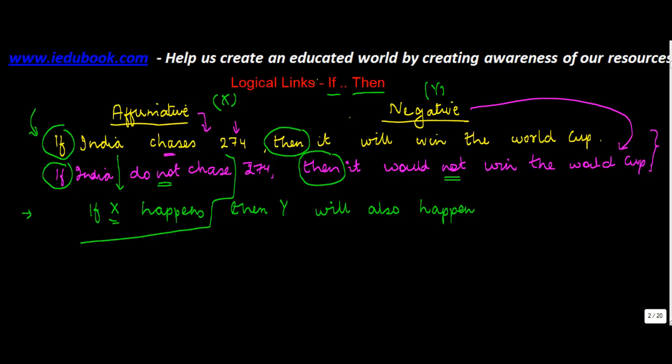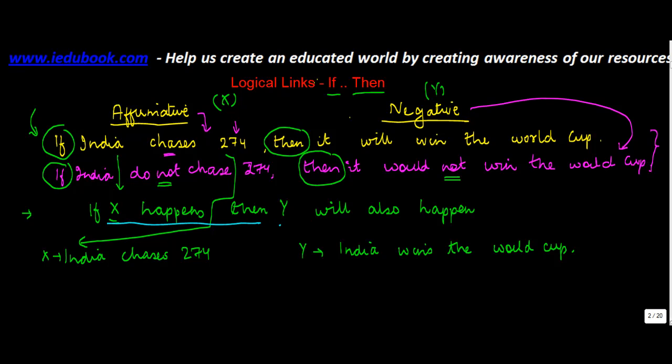Just like I told you, these statements can be broken down into two parts. So let's see this. India chases 274. So this is the first statement which we denote by X. The second statement is India wins the World Cup. So this statement is in the form of if X happens, then Y will also happen, which means that if India chases 274, then India wins the World Cup.